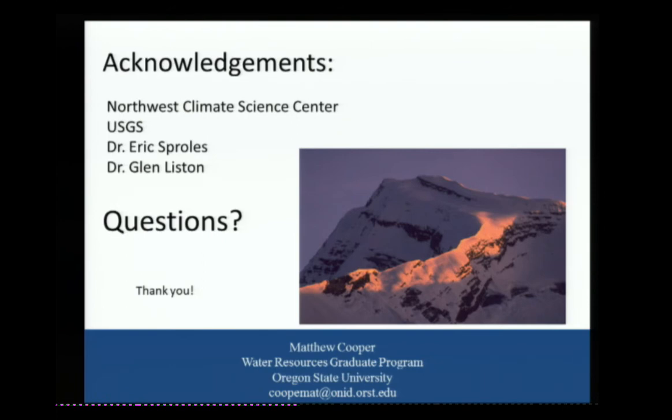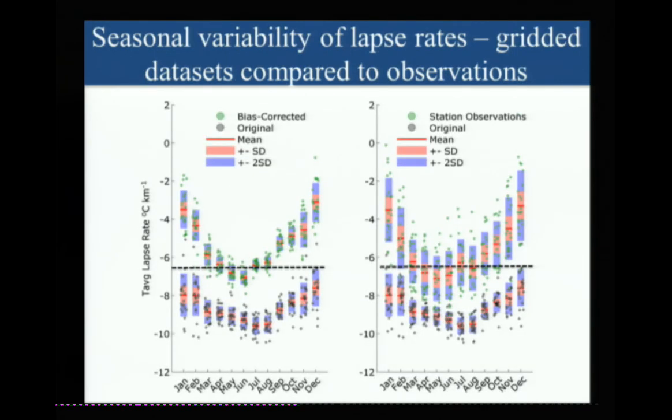Sure. In terms of the spatial variability, when we do the bias correction, we use gridded PRISM data, which has spatial variability implicit in it. In terms of mapping that out, we don't compute the spatial variability of the lapse rates in that sense. We don't compute lapse rates as a function of elevation, for example. But in terms of the seasonal variability, we have this very complicated figure here that shows that.